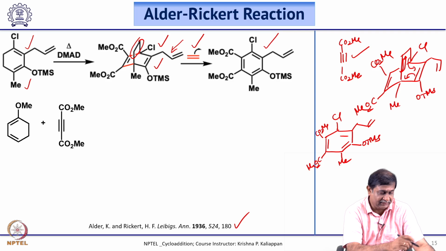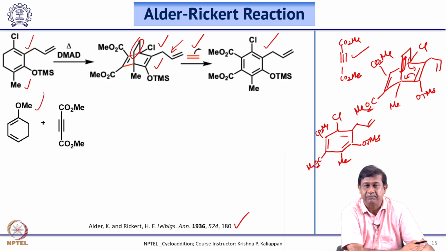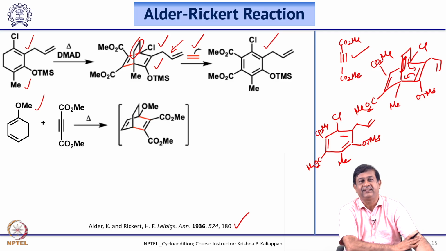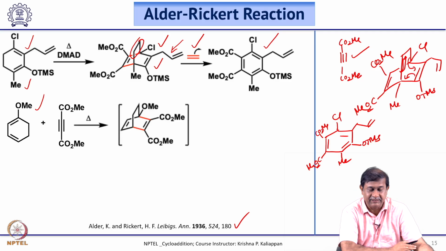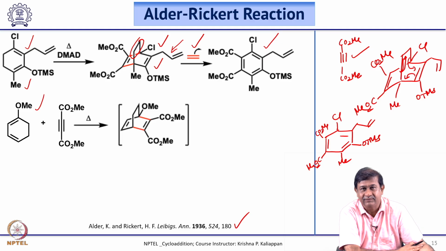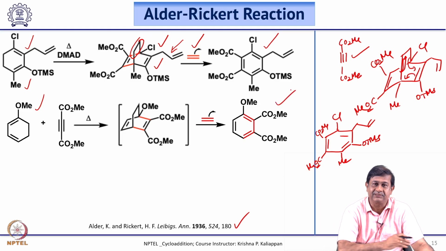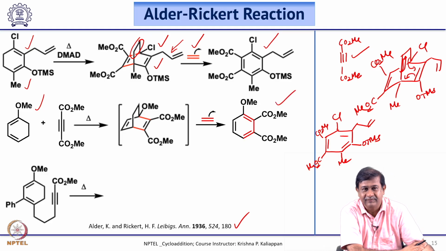So, if you take this diene, which is obtained from anisole by Birch reaction and then conjugation, now if you do a Diels-Alder reaction with dimethyl acetylene dicarboxylate, you get this bicyclic intermediate, which upon further heating undergoes elimination of ethylene to give this tri-substituted benzene ring.